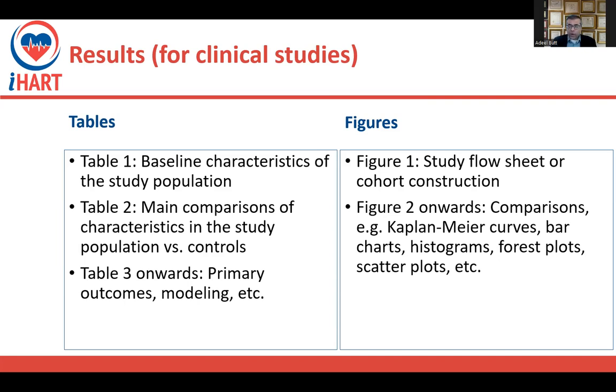Similarly, figures also follow a normal and logical progression. The first figure should be about how you constructed the study population. It's a study flow sheet or cohort construction or study subject construction. And figure 2 onwards are comparisons and your main outcome results. For example, Kaplan-Meier curves, bar charts, histograms, scatter plots, whatever is appropriate for your study is what goes here.